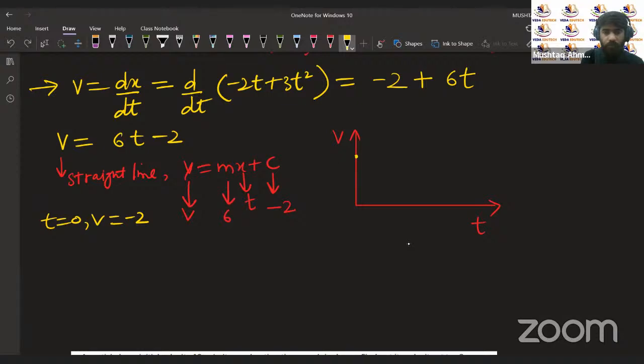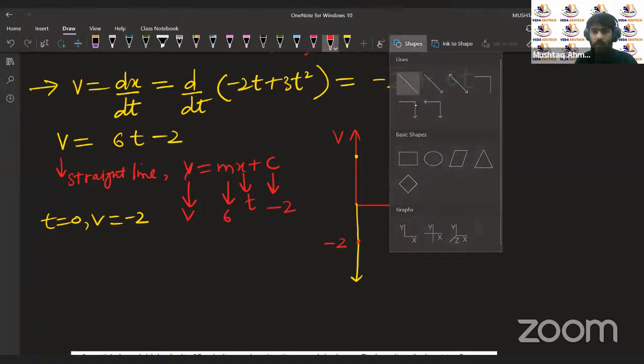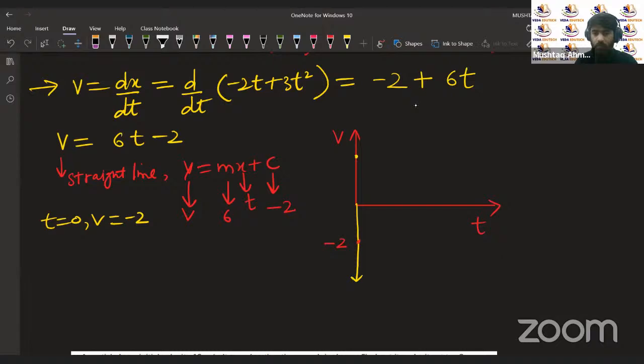If the velocity is minus 2, it will be on the negative y-axis, right? So this is the intercept here, minus 2, and the slope here is positive, correct? A negative intercept with positive slope will be drawn like this. So this will be the graph of velocity versus time.